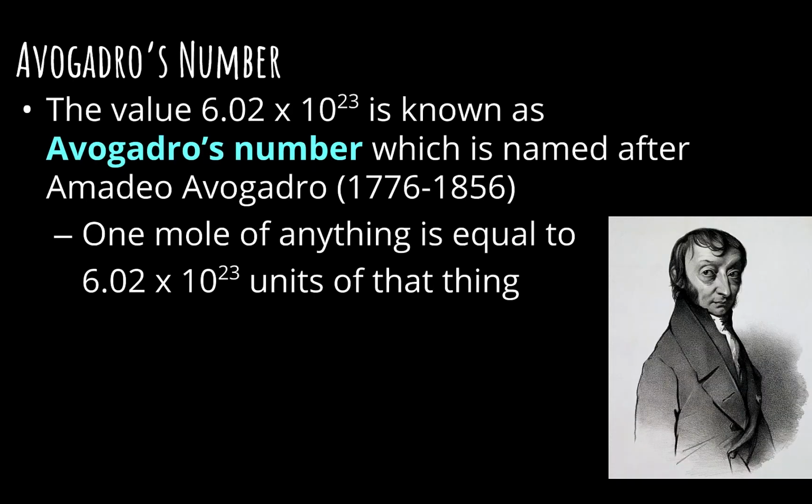The value of this 6.02 times 10 to the 23rd is known as Avogadro's number. It is named after Amadeo Avogadro, who lived between 1776 and 1856. So 1 mole of anything is equal to 6.02 times 10 to the 23rd units of that thing. It's a ridiculous number to use if you're talking about larger objects, because it's something we wouldn't even be able to count. But when we're talking about atoms and molecules, which are very small, it is a number that we're able to use.